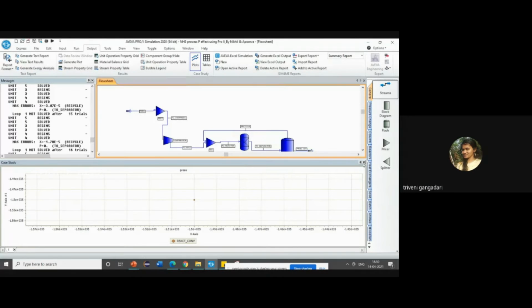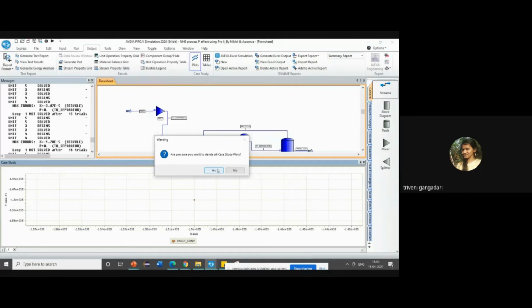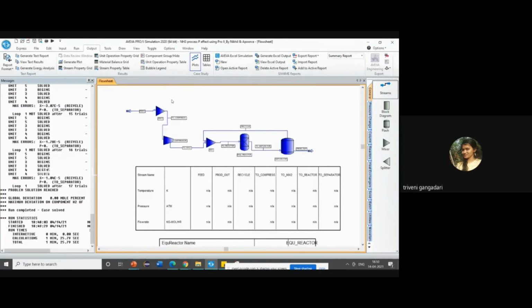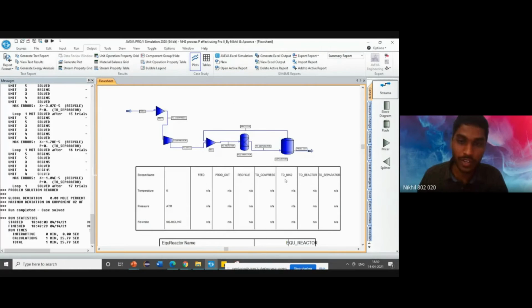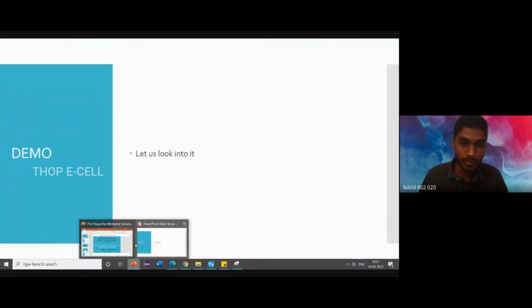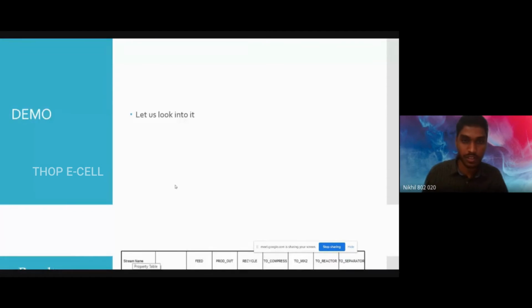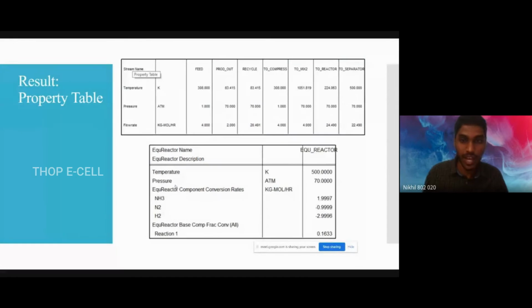I'll show you. It will take more time again if we run the file, so I'll show how we got the plot in the PPT. This is how we obtain the results.